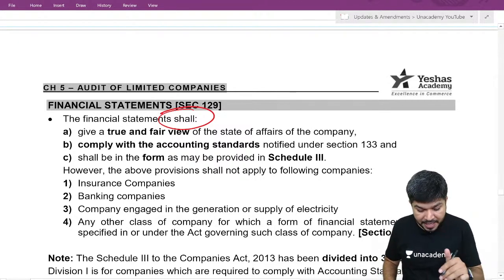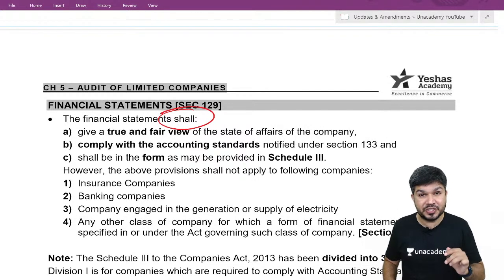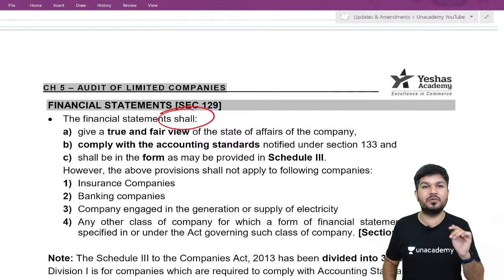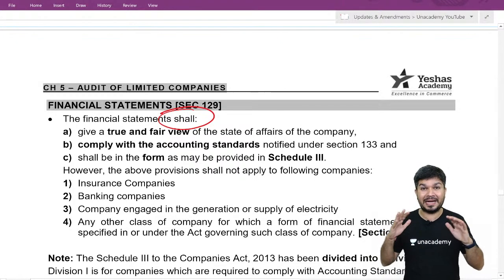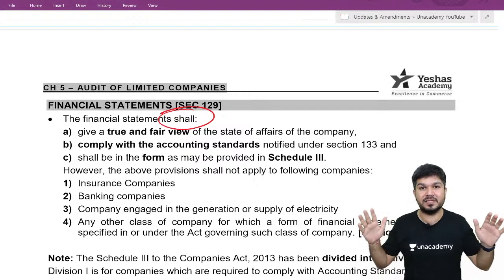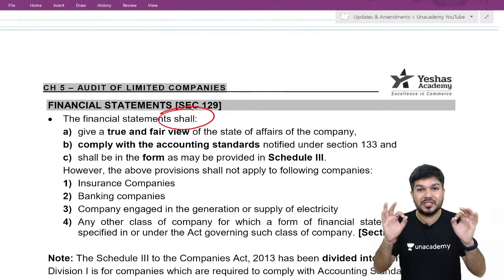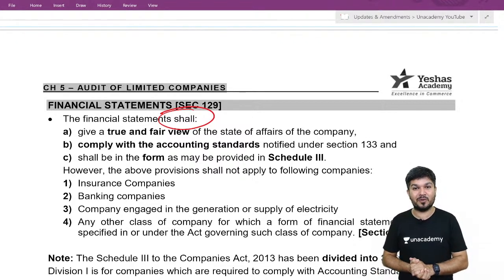It shall comply with accounting standards. It shall be in a format given under Schedule 3. Now, shall means mandatory. Whether accounting standards are mandatory for all companies? Yes. Even Section 8 companies are required to follow accounting standards.